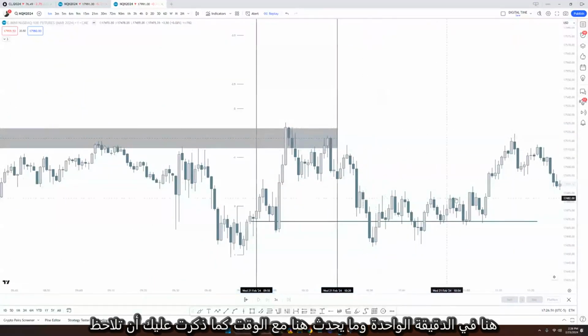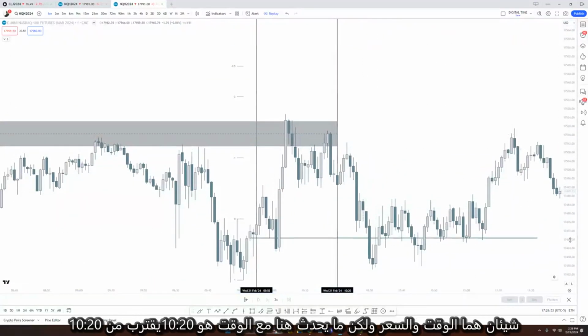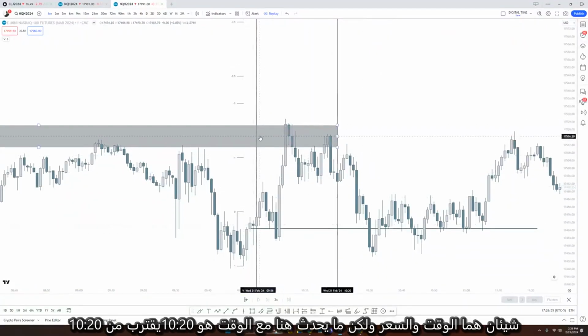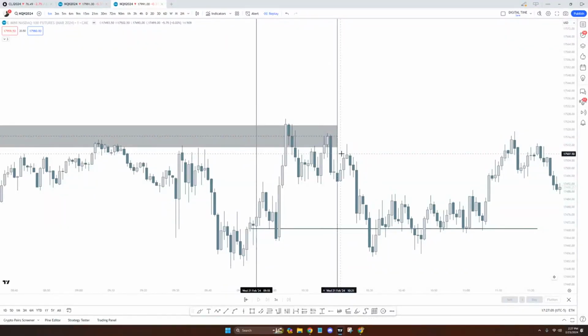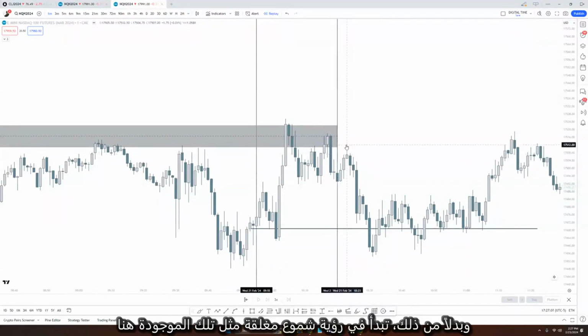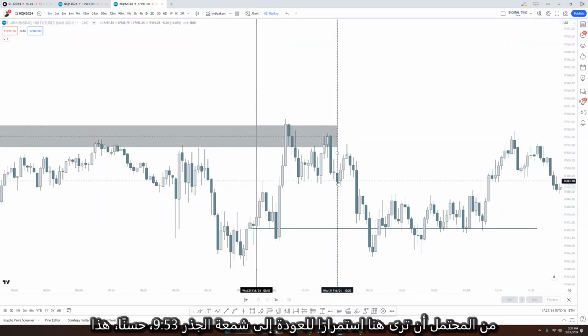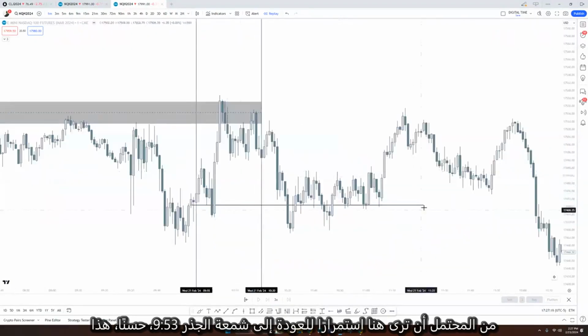And what is occurring here with time? As I mentioned, you are to observe two things: time and price. It is approaching 10:20. You're going to want to see a move back up at 10:20. If you don't see that, and instead you start to see down close candles like these right here, you're likely to see continuation back down to what?